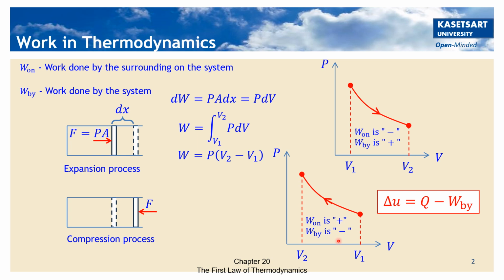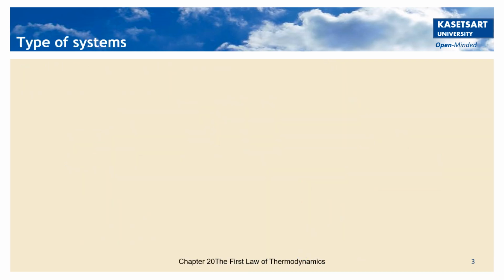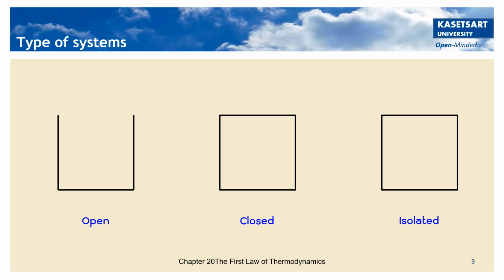Then we can write the first law of thermodynamics again clearly: delta U equals Q minus W, where W is the work done by the system. In physics or chemistry, we have systems, at least 3 types of system. First is the open system, second is the closed system, and the third is the isolated system.